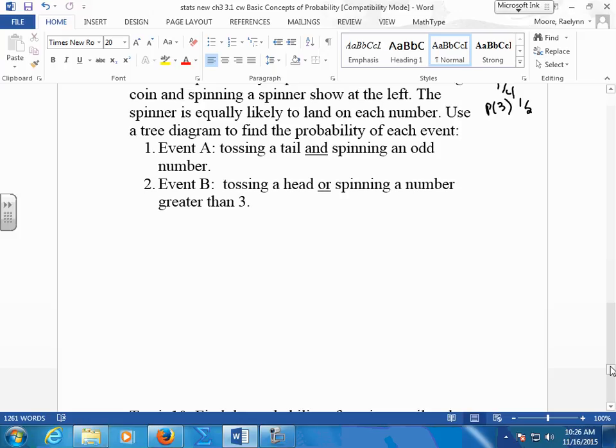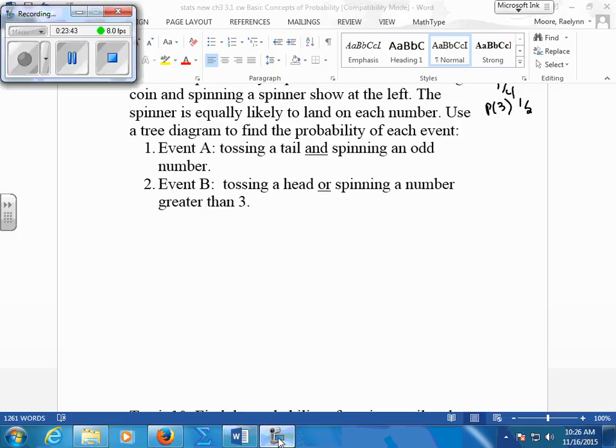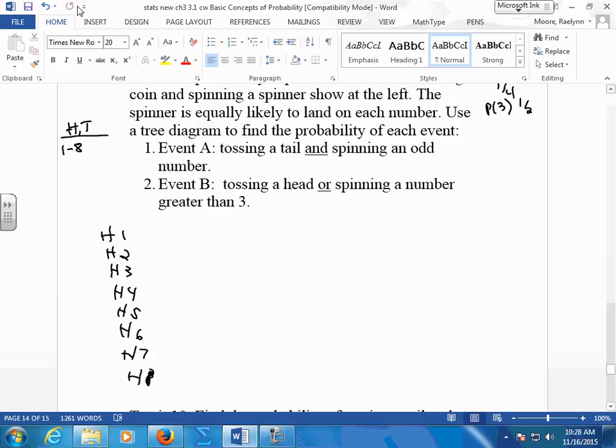Everybody should be doing this. With that one, everybody can draw a tree to do this. Then you're going to do your tails, 1 through 8. Okay, altogether we have 16 outcomes.